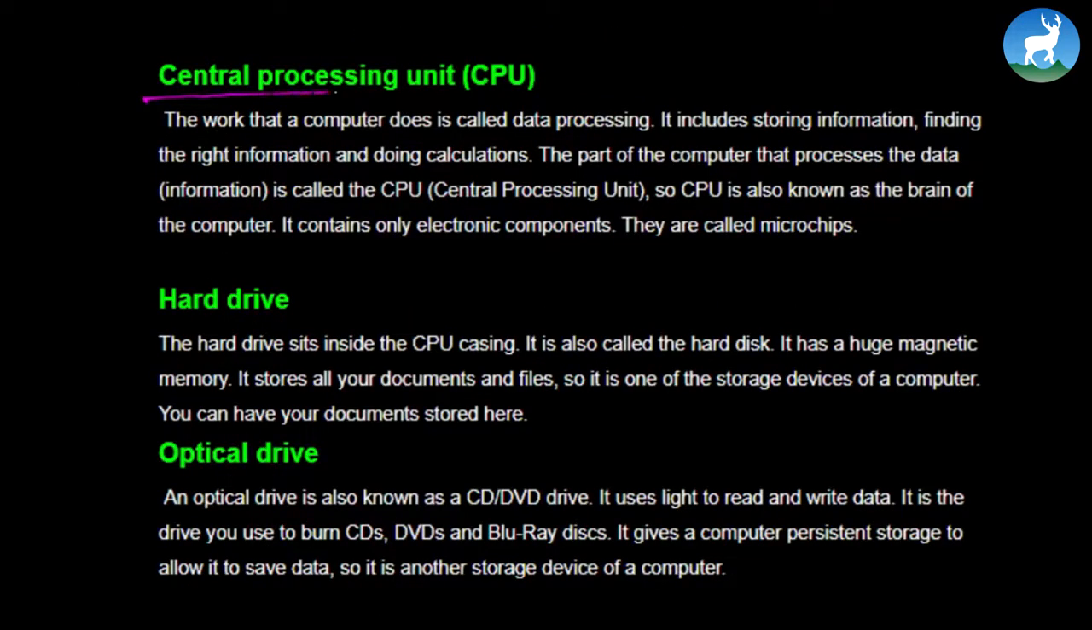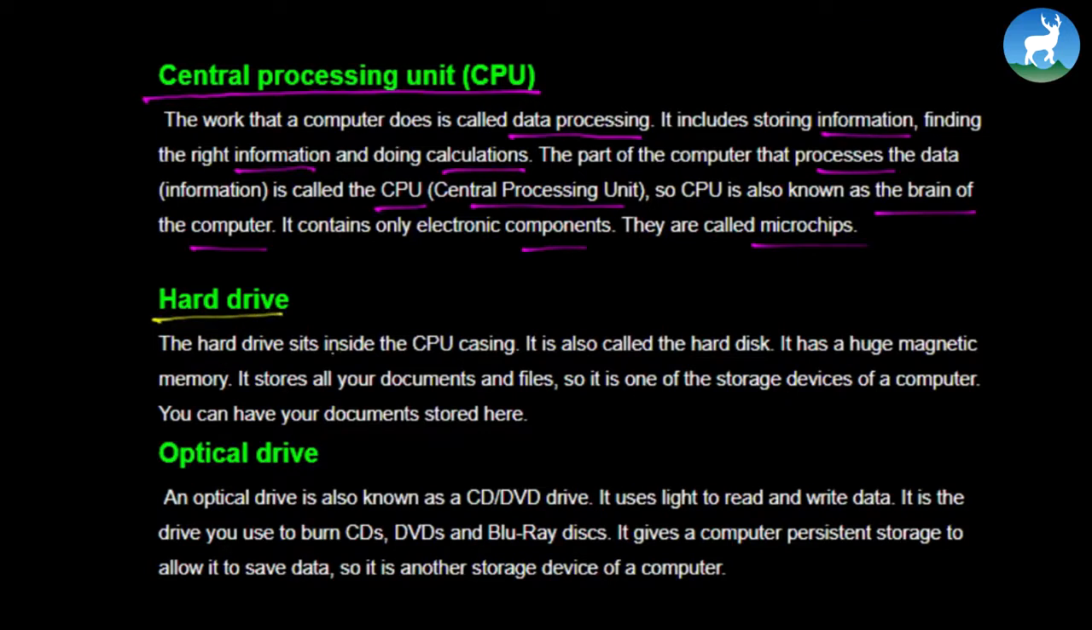Central Processing Unit, CPU. The work that a computer does is called data processing. It includes storing information, finding the right information, and doing calculations. The part of the computer that processes the data information is called CPU, Central Processing Unit. So CPU is also known as the brain of the computer. It contains only electronic components. They are called microchips.